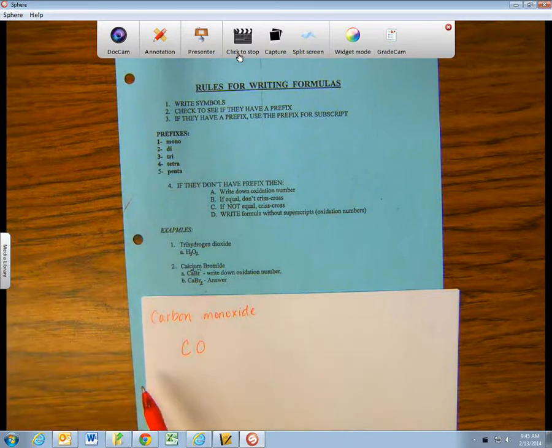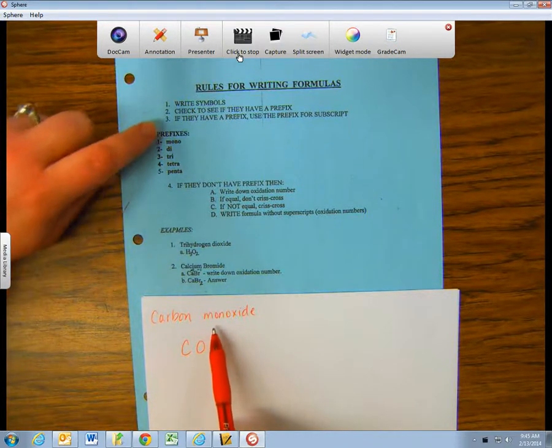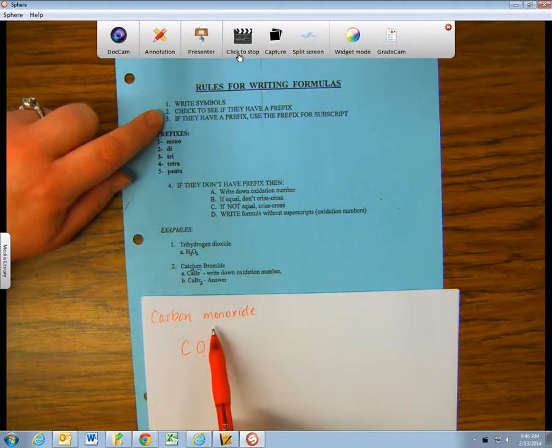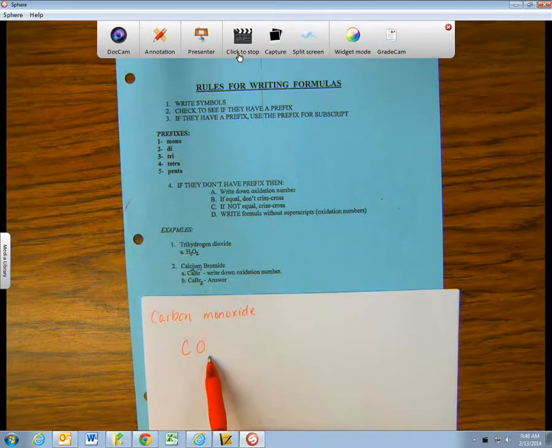In this case, monoxide, the oxygen, does have a prefix. So if they have a prefix, you use the prefix for the subscript. So monoxide, mono stands for 1. 1, we don't need to put any number because just having the symbol there lets us know that there's at least one of that element. So we are done. That's a pretty simple one. Those are the easiest types of formulas to write. Let's take a different example.